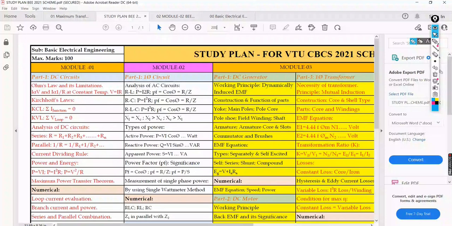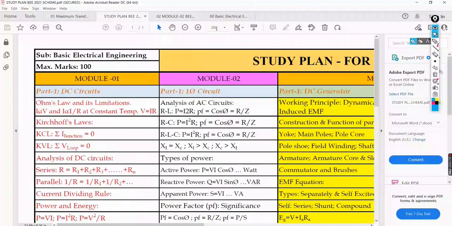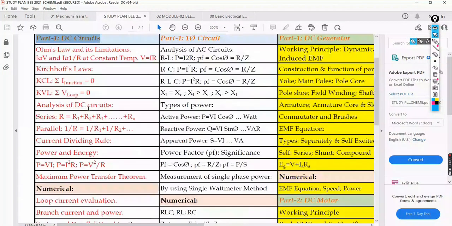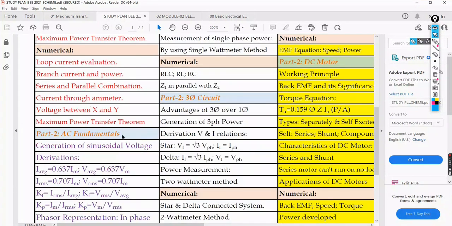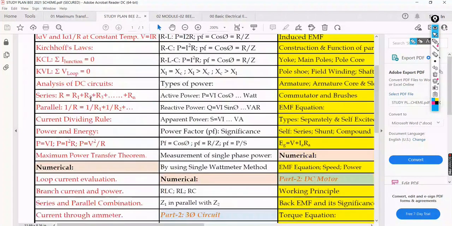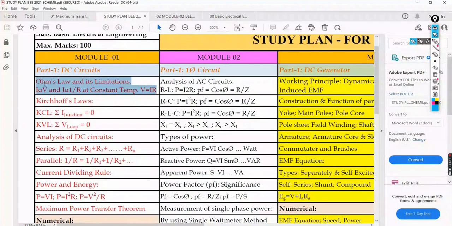Module number 1 covers the DC circuit and fundamentals of AC circuit. With respect to the DC circuit, I discussed Ohm's law and its limitation. That is, current flowing through the conductor is directly proportional to the applied voltage and inversely proportional to the resistance, provided temperature remains constant. That is, V is equal to I into R.